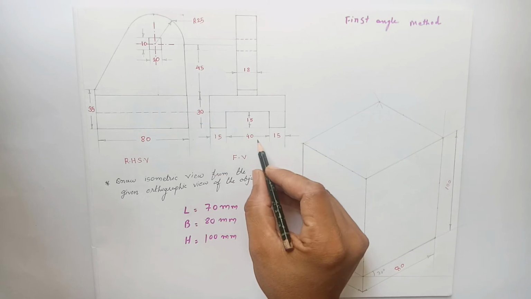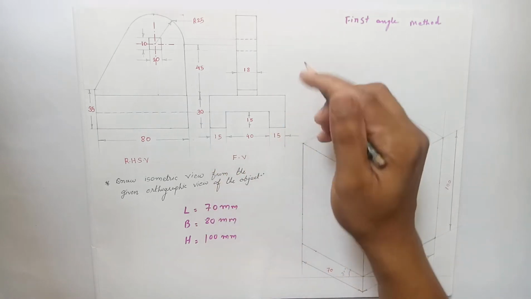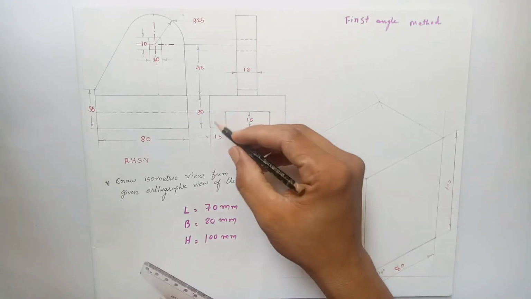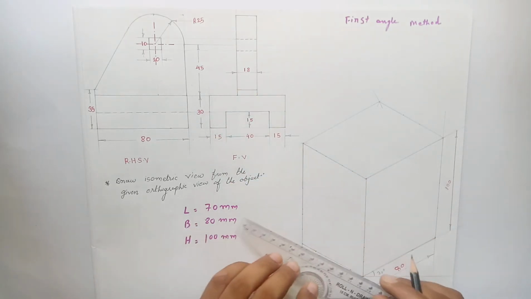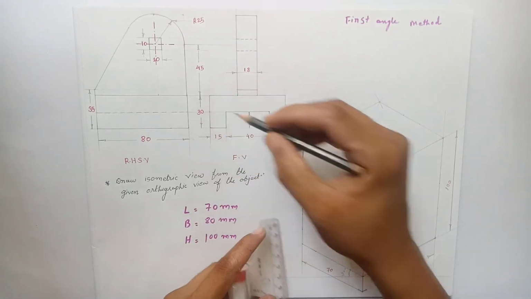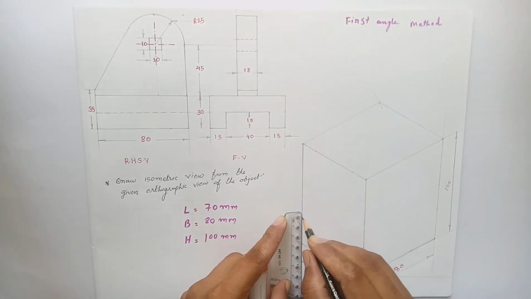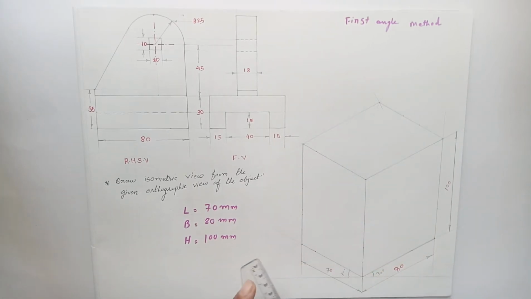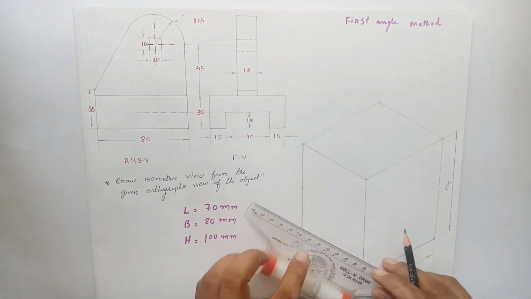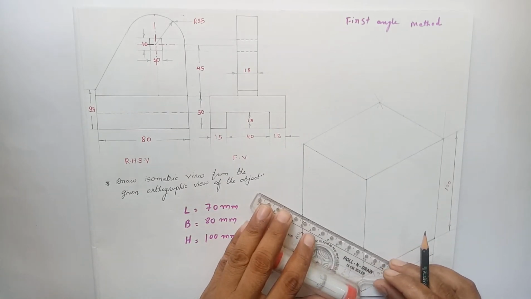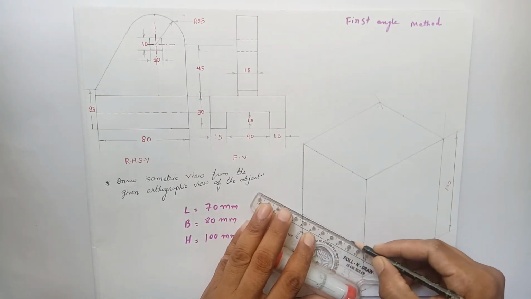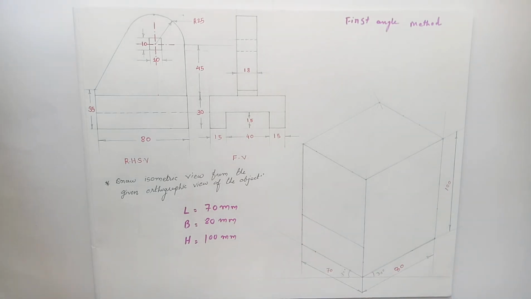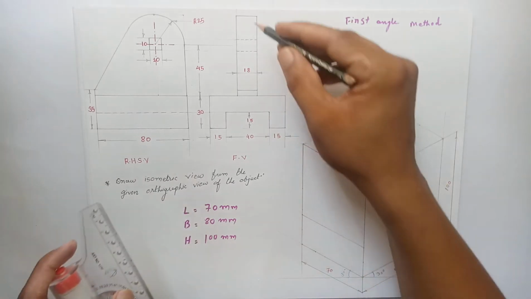So here is 15, or draw this view in this face of the object. So first of all, starting from this point, this edge 30 mm, this edge over here 30 mm, this edge connecting these 2 points of 30 mm. Okay, now after completing this, draw this part.